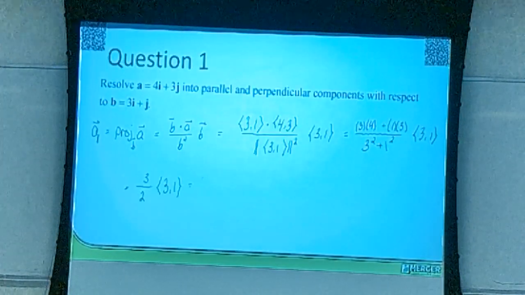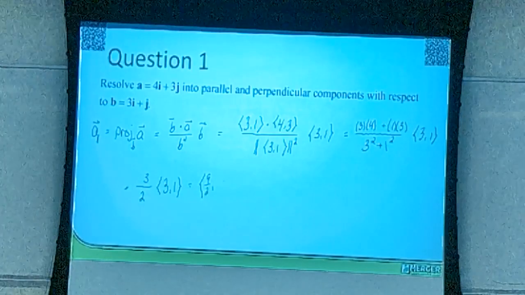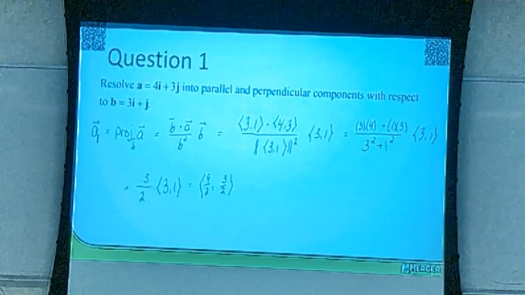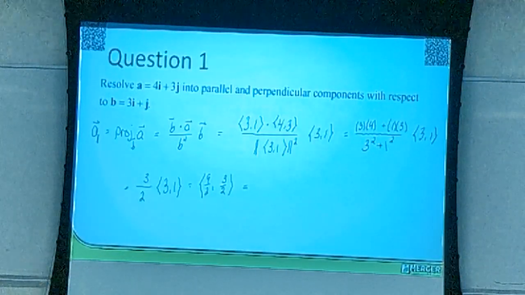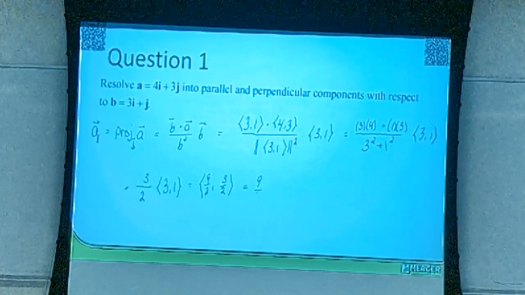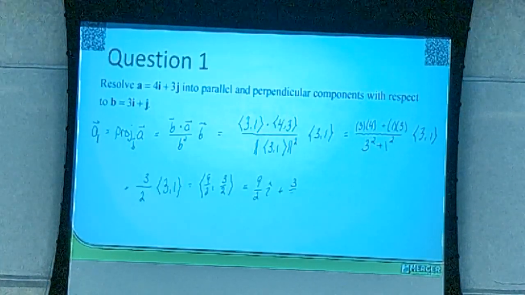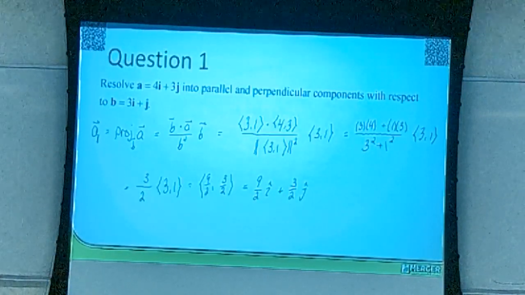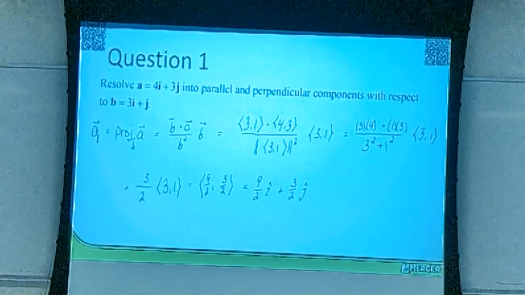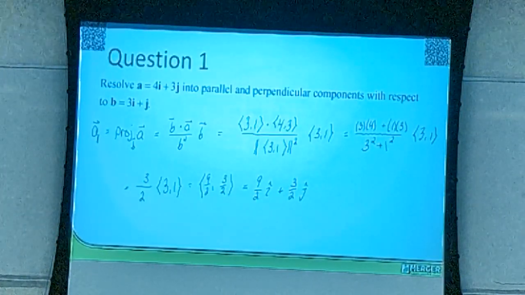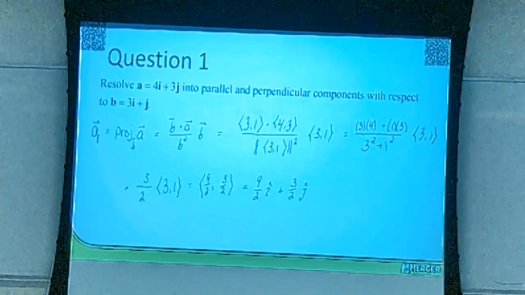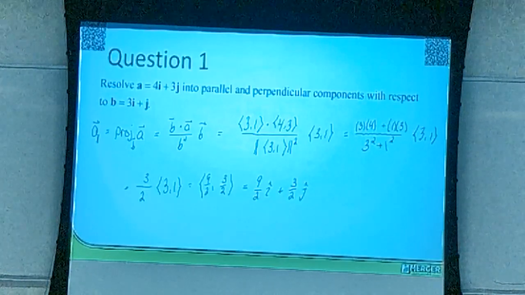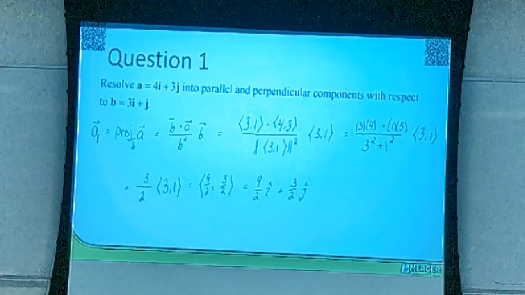3/1. Halves, 3/2. But you typically want to keep it in the same form as what was given. Nine halves i plus 3/2 j. That is our parallel component. I want to say, yeah, it is a parallel component.